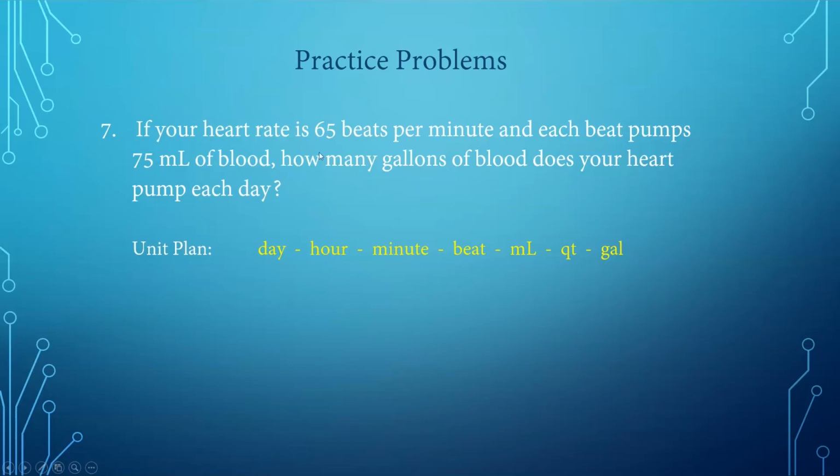Now we have a conversion here of 65 beats per minute, so we can relate minutes to beats, and then we have a second conversion that relates the number of beats to milliliters. So we can use that conversion to go from beats to milliliters. And then to get to gallons, of course, we'll need to have a go-between, which is the quart. We have a milliliter to quart conversion. We also have a quart to gallon conversion.